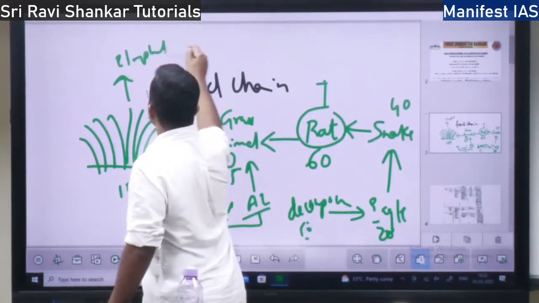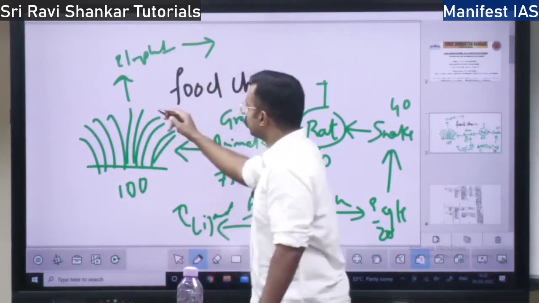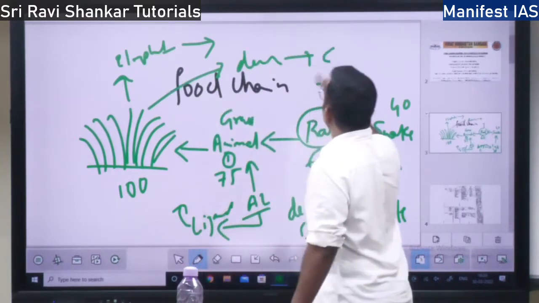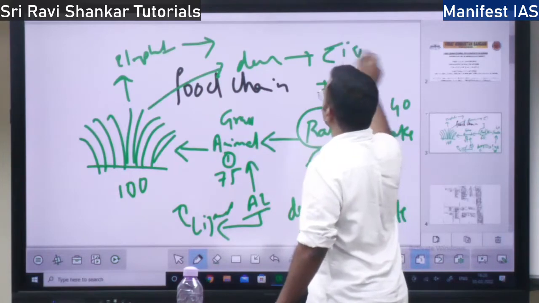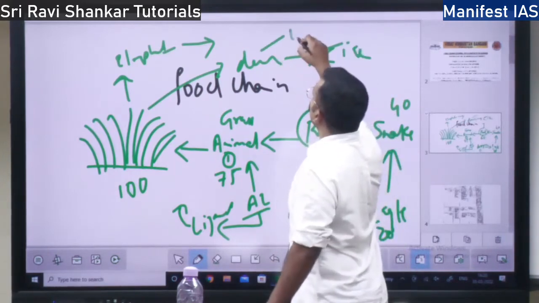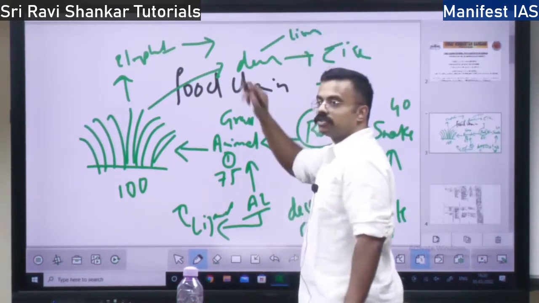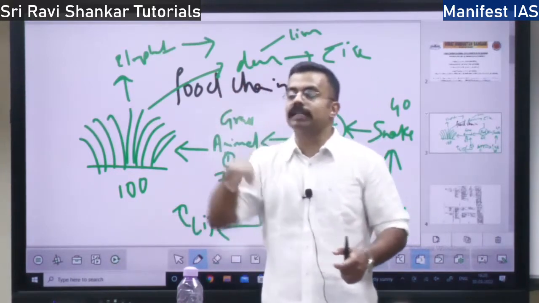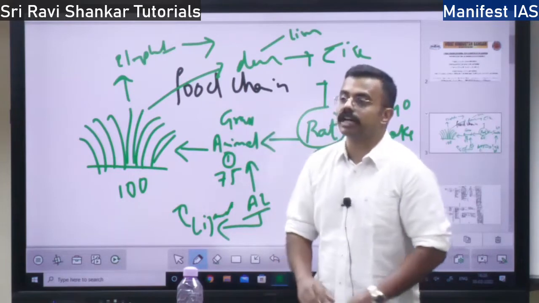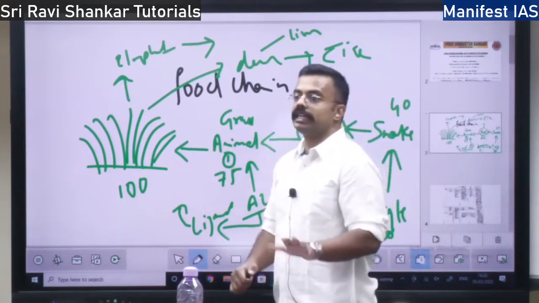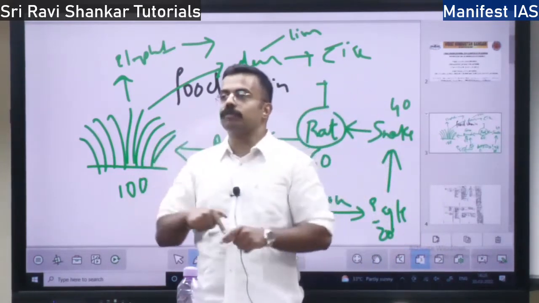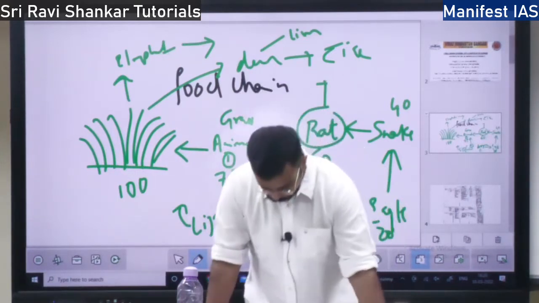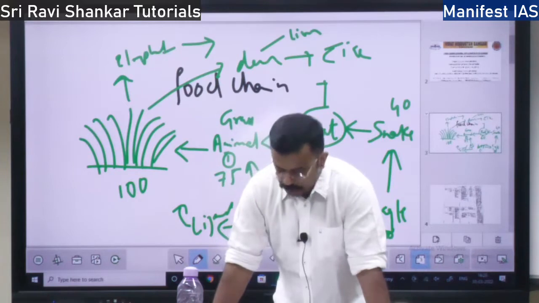The grass can be eaten by an elephant as well. It can be eaten directly, or by a deer also. Deer can be eaten by tiger, or it can be eaten by lion, right? So there is interlinking. There is no one particular chain. There is complex interlinking, so it is called a food web. Food chain is different. The interlinking of food chains is called a food web, right? Food web. So there are two types of food chain.